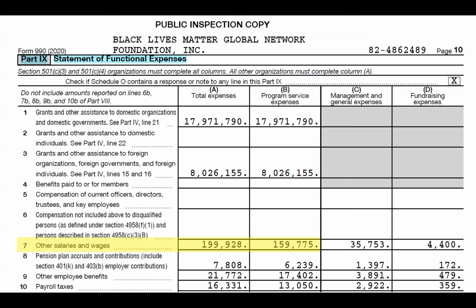So, once again, I'm going to read the instructions directly from the instructions for this 990 for line seven. Line seven, enter the total amount of employee salaries, wages, fees, bonuses, severance payments and similar amounts paid or provided from the filing organization, which is the Black Lives Matter Global Network Foundation. Okay, so we see here that the Black Lives Matter Global Network Foundation claims to have paid out a total of $199,928. They broke it down into the three columns.